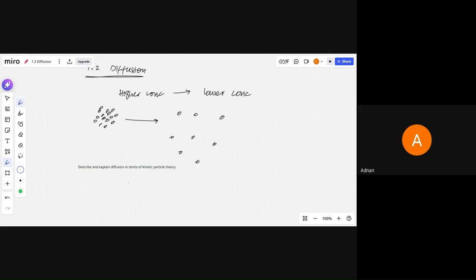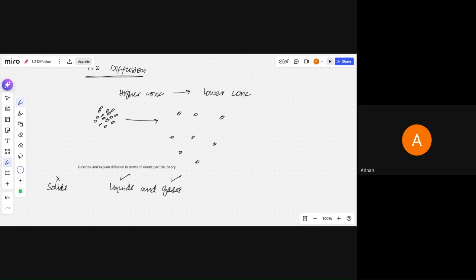So diffusion can only occur in liquids and gases, since the particles in these states of matter are able to move, collide with each other, and spread apart. So this is all we need to know under this topic: describe and explain diffusion in terms of kinetic particle theory. Liquids and gases will undergo diffusion, and solids do not show this phenomenon.